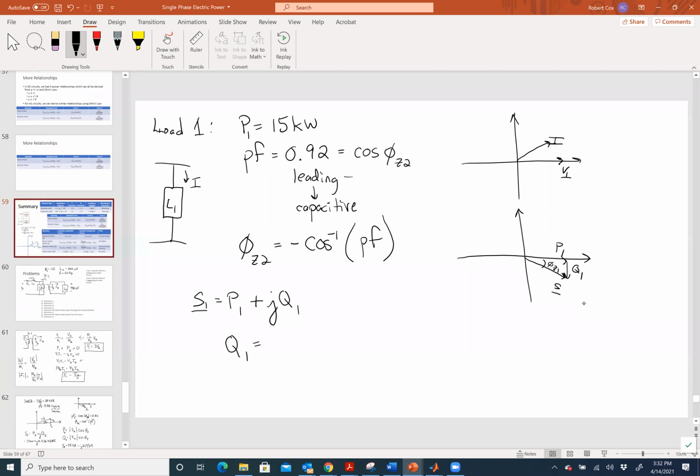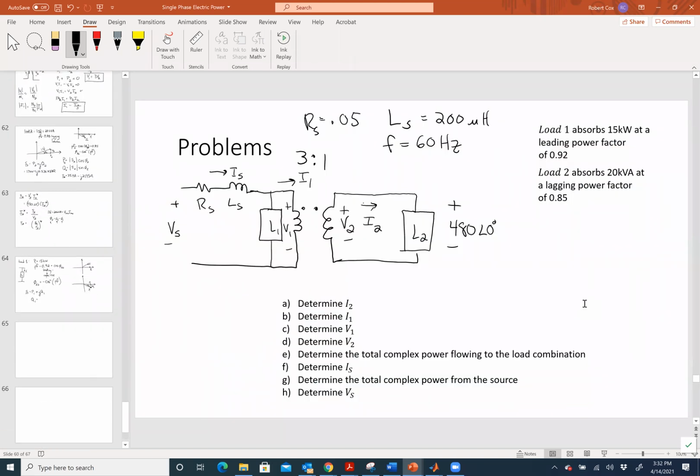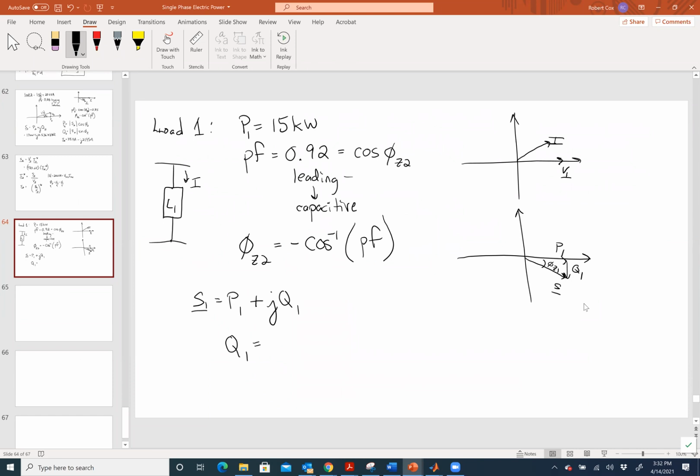V RMS times I RMS times sine of phi z. Yeah, so here's my formulas, right? So at this point, this guy's a vector, so I should just think of this in terms of trig. All right, I know P. I know this angle. If I wanted to find this vector over here, Q1, that component of the vector, it's like a triangle. That's why we say it's a triangle problem, right? So how can I use my trig to do that?